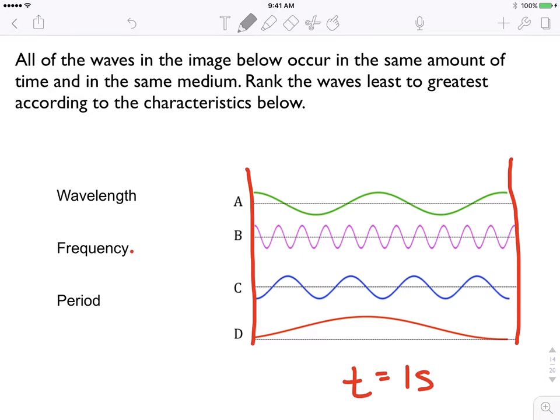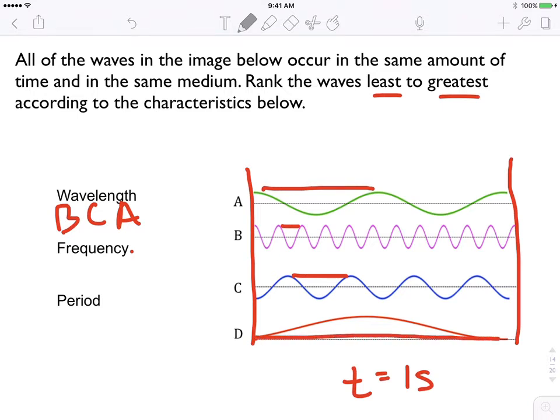All right. Okay. First, let's talk about wavelength. This is a pretty easy one. We're going to go least to greatest, so let's do small to big. The smallest wavelength is here on B. And then what's kind of after B? Well, here we go. This one right here, C. And then we're going to go with A. That's a little bit bigger than C. And then that just leaves us with D. D is that big. That one has the largest wavelength.